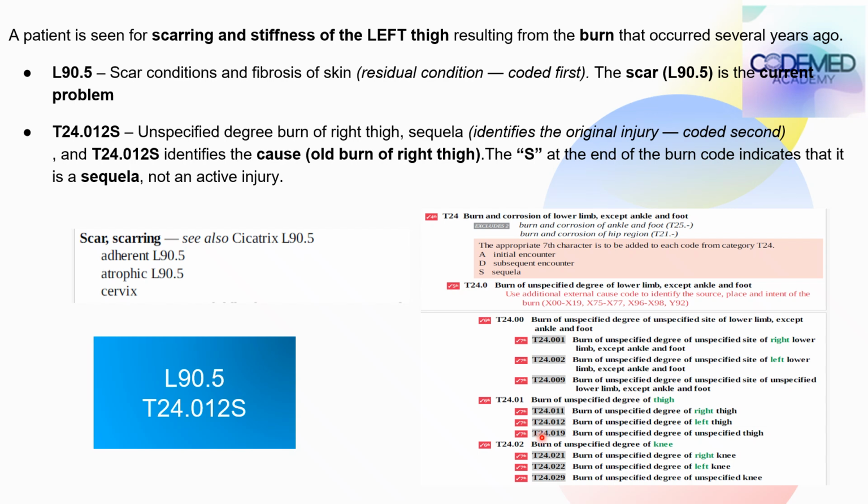So T24.012, it requires a 7 character, and in this case it is a character S sequela, because this is the original injury, and this original injury has caused the scarring and stiffness. So the sequela of this injury is this. Okay, remember that. And this is how we will write it. This code first, this code second.